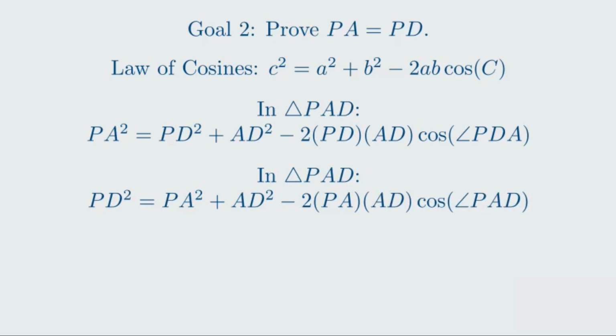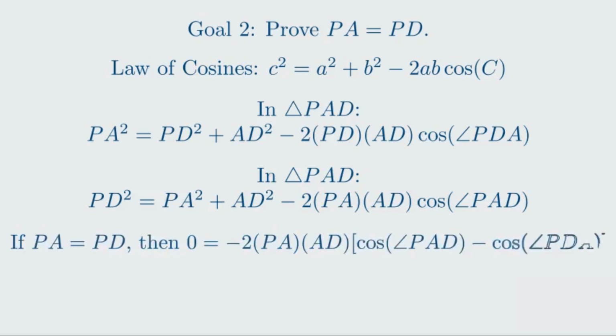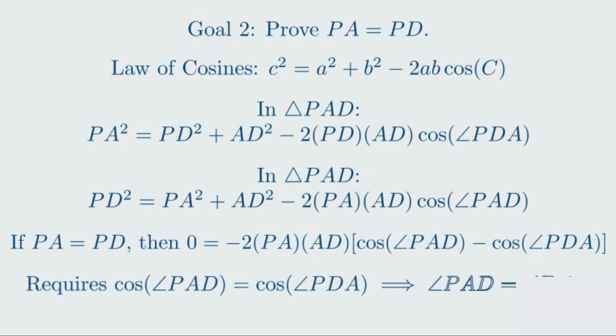In that case, the left and right sides of our two equations would be equal, and we could cancel the AD squared. This would simplify to 0 equals negative 2 times PA times AD times the quantity cosine of angle PAD minus cosine of angle PDA. Since PA and AD are lengths and are not 0, this expression implies that the cosine of angle PAD must equal the cosine of angle PDA. This is true if angle PAD equals angle PDA. So our new goal is to show that triangle PAD is an isosceles triangle with base AD.